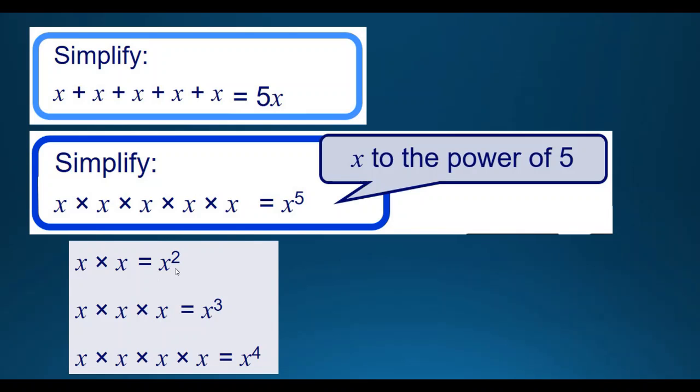Similarly, x times x would be x squared, x times x times x, x cubed, and 4 lots of x multiplied together would be x to the power of 4. So remember, our indices or our powers tell me how many of the base, which in this case is x, are multiplied together. So let's look at simplifying some expressions when they're multiplied together.